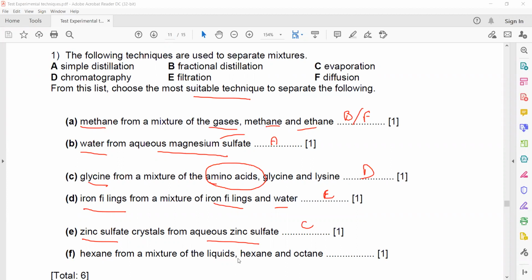Hexane from a mixture of liquids, where two or more liquids are there. Miscible liquids, hexane, octane, from the names you can identify similar names, so they are miscible. So what technique can you use? You can use fractional distillation. That's why B will be the right answer. So you don't have to write the name of the technique. You have to select the letter which represents the technique and just write that letter.